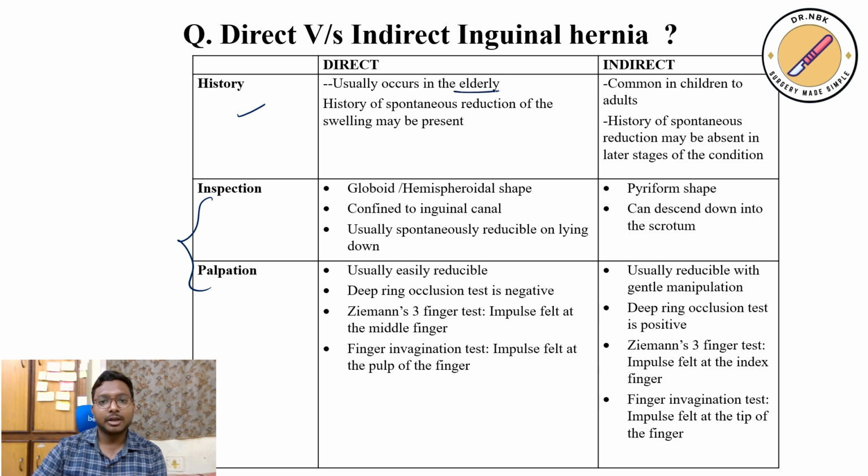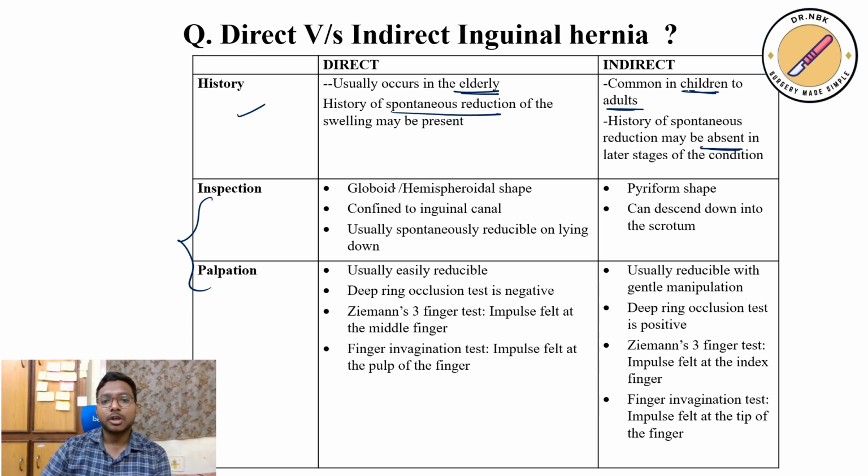Usually you will have direct inguinal hernia in the elderly, whereas indirect hernia is seen in children to young adults. Then, a history of spontaneous reduction will suggest that it is coming directly from the posterior wall, so it may suggest that it is direct inguinal hernia. In the early stages of indirect hernia also you can have spontaneous reduction or reduction with manipulation. This may be absent in later stages of indirect inguinal hernia.